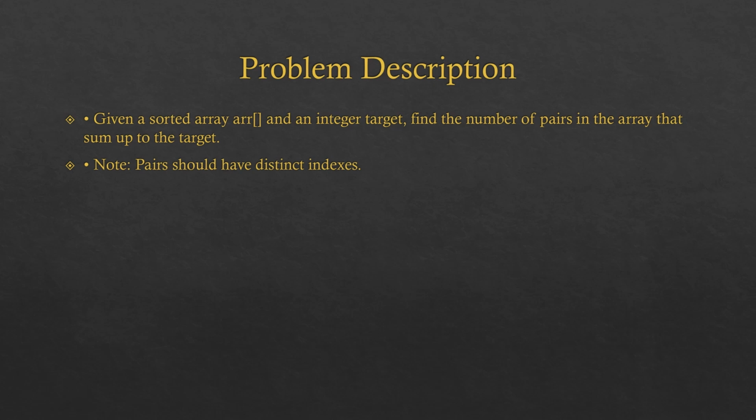In this problem, we are given a sorted array of integers and a target sum. Our goal is to find the number of distinct pairs of elements in the array that add up to the target. Keep in mind that the elements of pairs must have distinct indices.